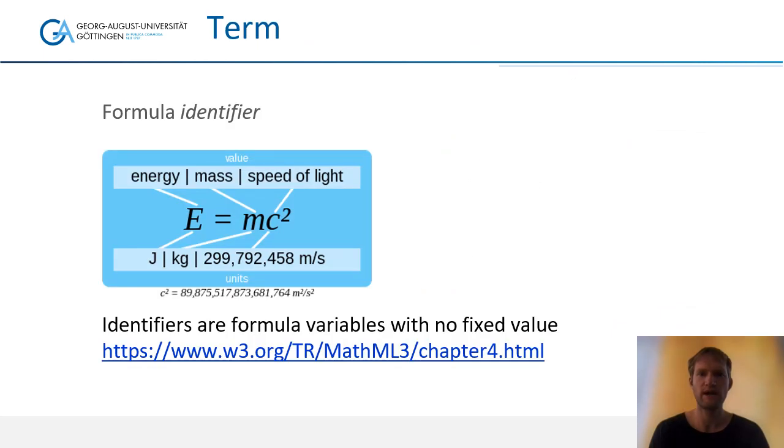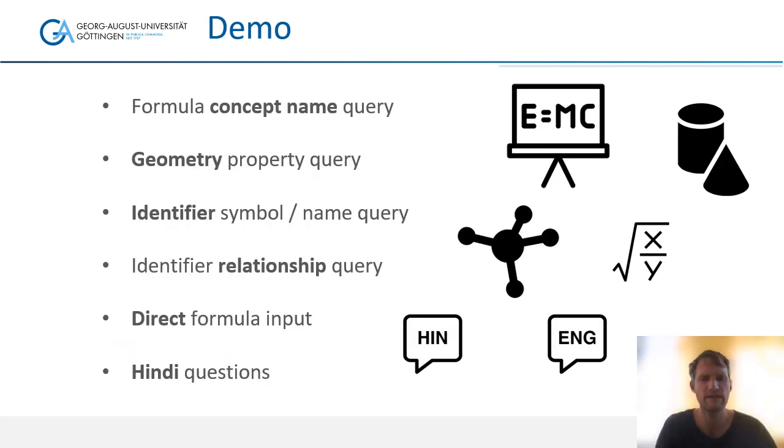Before I continue, let me introduce an important term. An identifier is a constituent of a formula defined by the W3C as a variable with no fixed value. MathQA considers both the semantics of entire formulae and identifiers. I will now start introducing the functionality of MathQA on a few demo slides.